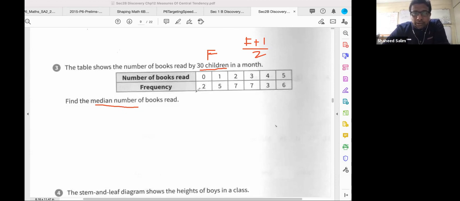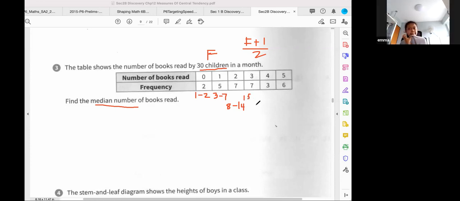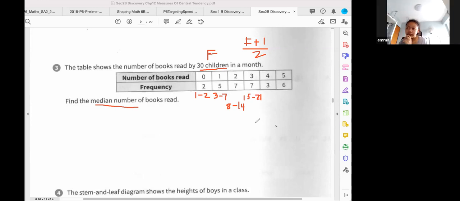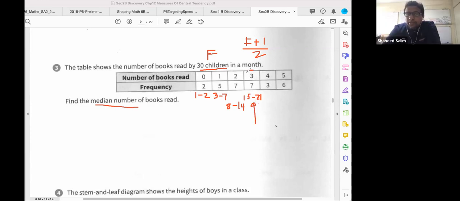There are 2 children here, so this is position 1 and position 2. Then the next one, position 3. So 5 of them: 3, 4, 5, 6, 7. Number 3 to number 7. The next one is number 8, until 14. The next one is 15 to the next 7: 15, 16, 17, 18, 19, 20, 21. So you don't need to do the whole thing. Your answer is where? 15.5, so it's in this position. Answer is 3.